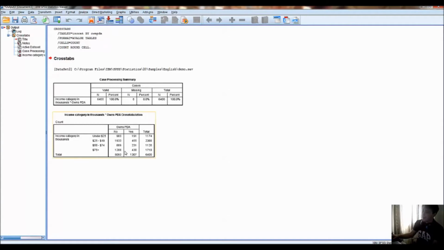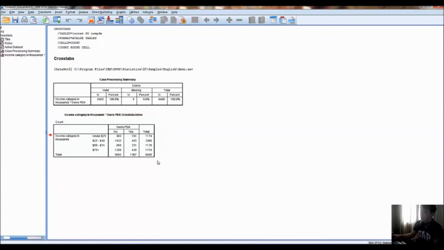So then you can see the variable income category in thousands is on the row, while the column is owns PDA and it's either yes or no, and the income categories are under $25,000, between $25,000 and $49,000, between $50,000 and $74,000, and $75,000 and over. So at this stage, what it really shows us is how the survey was distributed and the answers that they had. So a total of 1,174 participants in the survey fell into the category of having under $25,000 per year, and it seems that they're less likely to buy one because they have less money than the other categories.